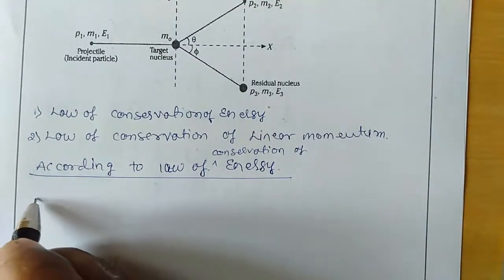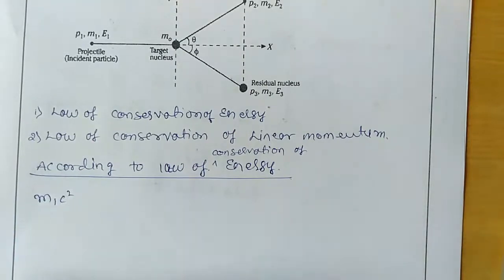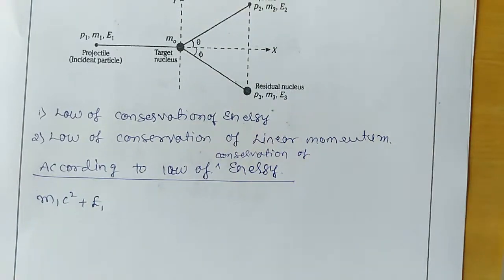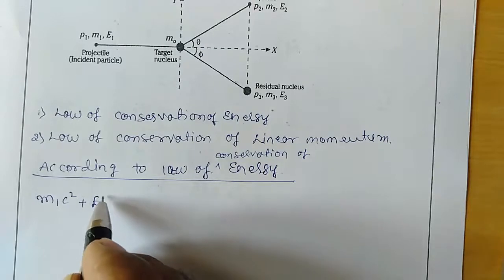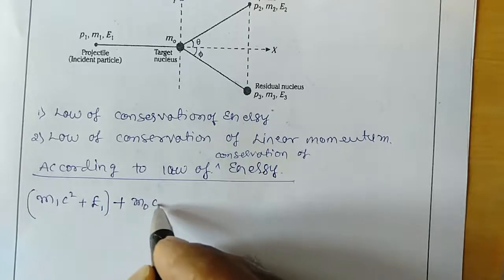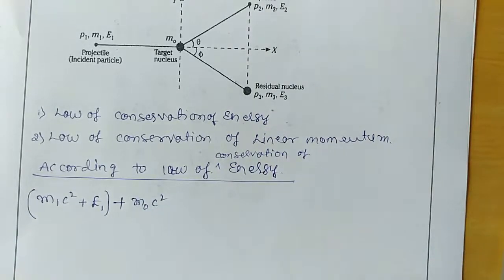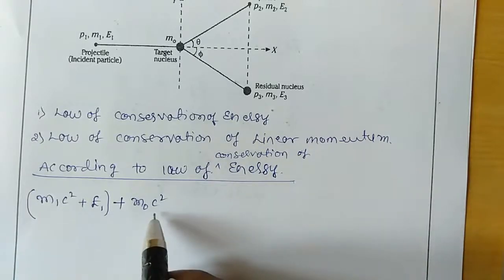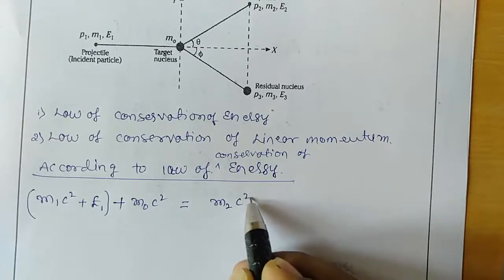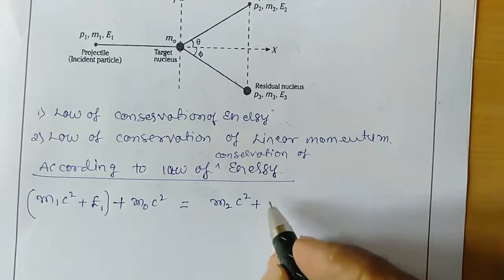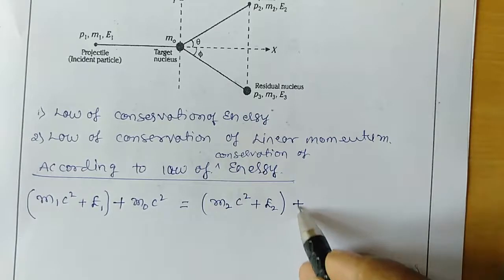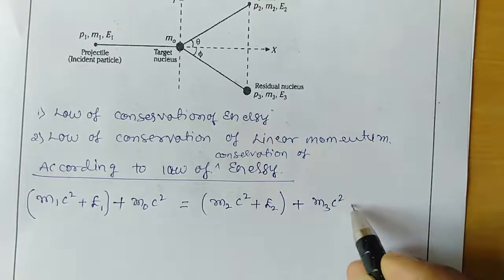Since m1 is the mass of the projectile, m1 c square gives the rest mass energy of the projectile, and since it is moving with kinetic energy E1, this becomes the energy of the projectile. Since the target nucleus is at rest, it has only the rest mass energy, so it can be written as m0 c square. This is the total energy before the nuclear reaction, and it must be equal to m2 c square plus E2, the total energy of the ejectile, plus m3 c square plus E3.